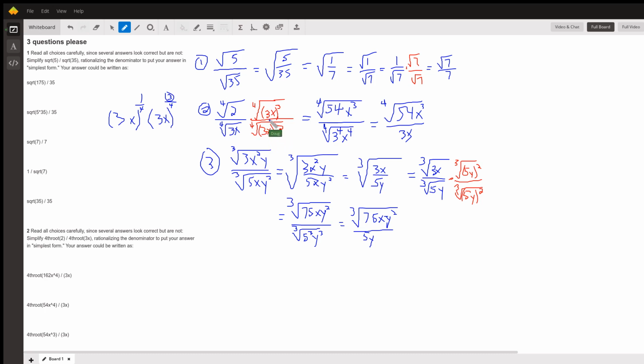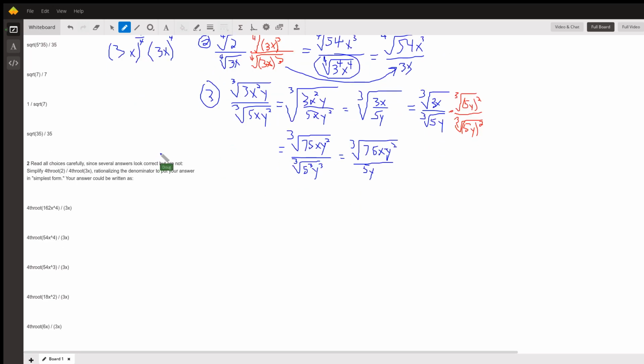So now I can multiply these two numerators together because they have the same root index of 4. 3 cubed is 27, times 2 is 54, x cubed. And in the denominator, I showed this step, but the truth is you should be able to go right to here. Same idea in the last problem.